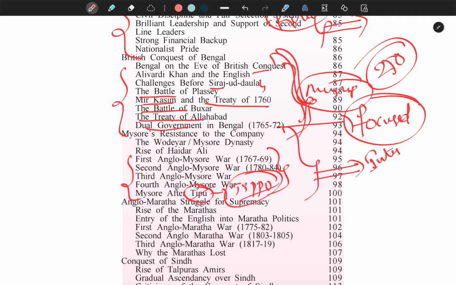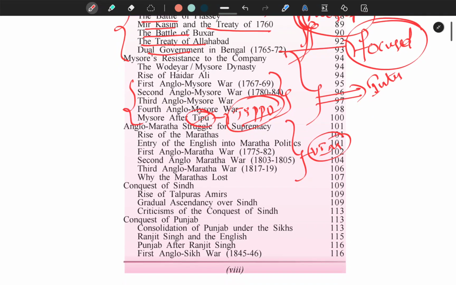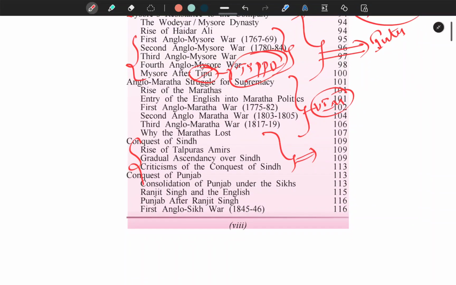Okay. Anglo-Maratha struggle for supremacy. Yes, important, very important. You should know which are the treaties happened after different wars. Okay. Conquest of Sindh, not important as such. So just you should know chronological idea when it happened. Just go through once or twice. That's all.